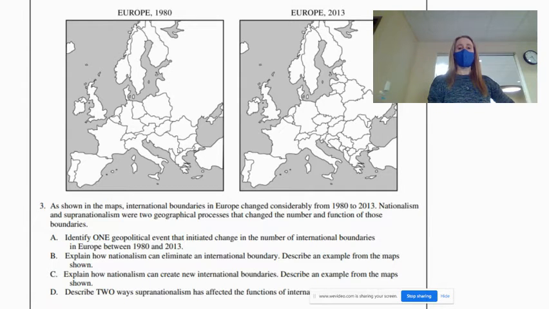It showed a map of Europe here in 1980. It showed a map of Europe in 2013. And you can see just the changes in European boundaries.